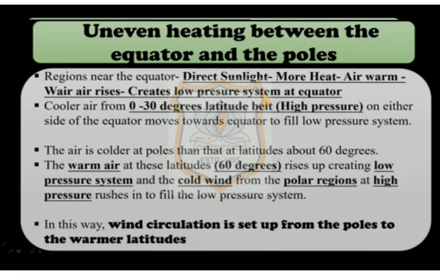At the poles, the air is colder than that at latitudes about 60 degrees. The warm air at these latitudes rises up and the cold wind from the polar regions rushes in to take its place. In this way, wind circulation is set up from the poles to the warmer latitudes.